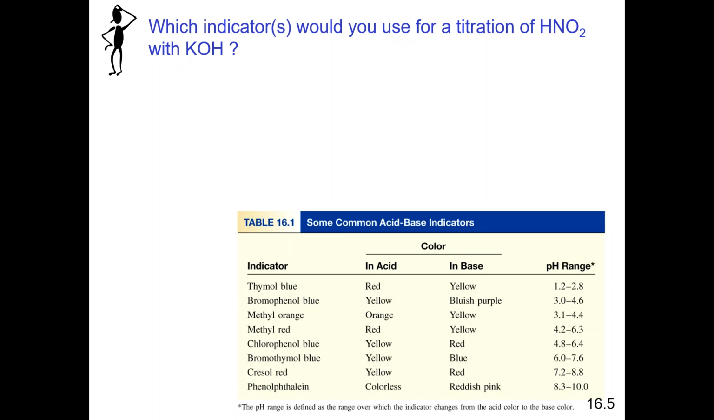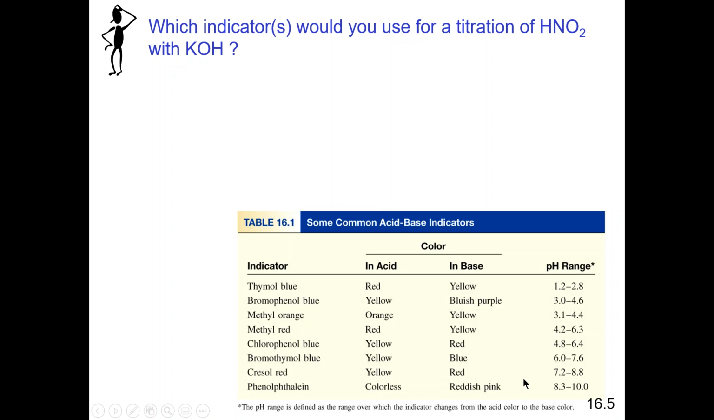This question says, which indicator would you use for titration of nitrous acid, which is a weak acid? The equivalence point will be somewhere above 7, because the resulting solution will be basic whenever you're titrating a strong base versus a weak acid. So of all these indicators, the ones that you would choose to indicate the equivalence point of this titration would be, let me just skip all this here.